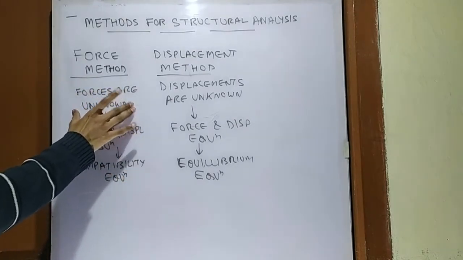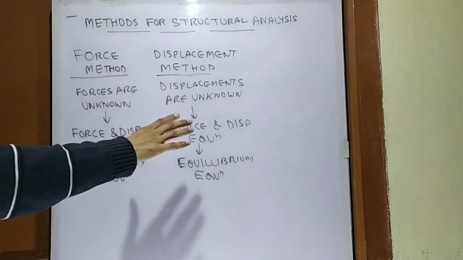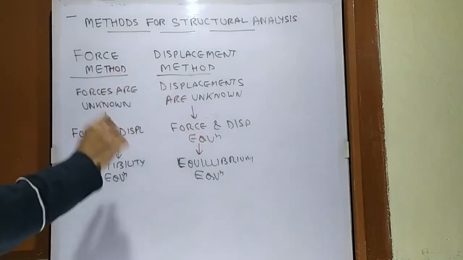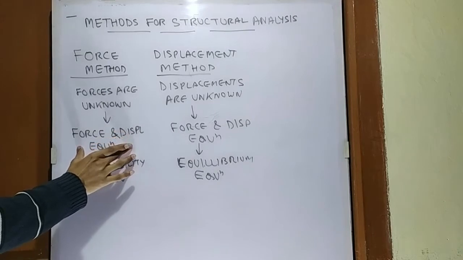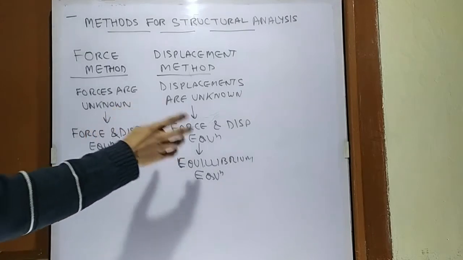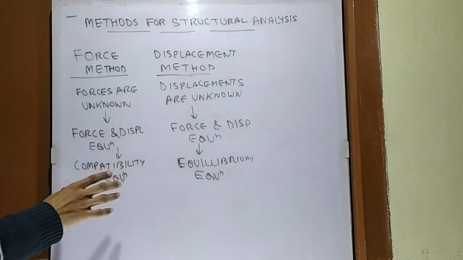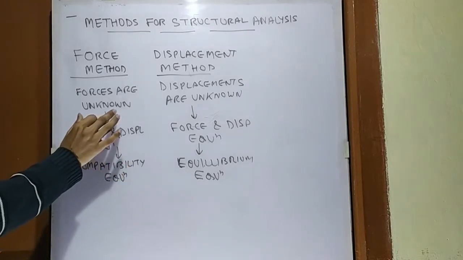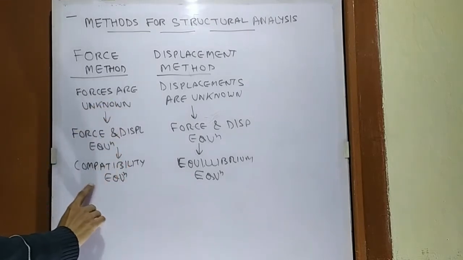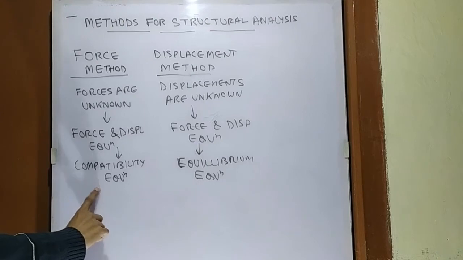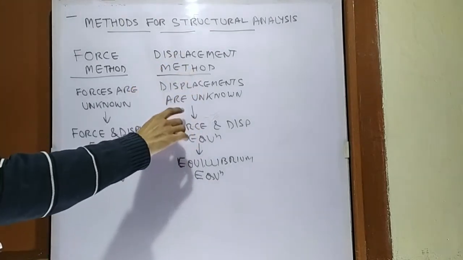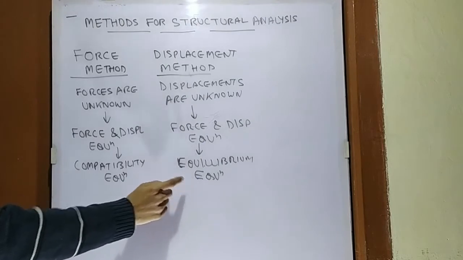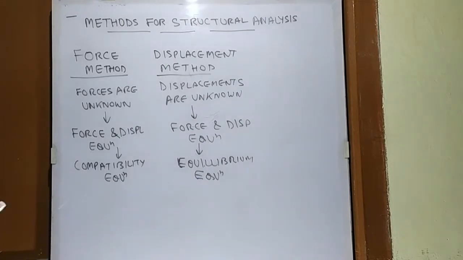In force method we take forces as unknown, and in displacement method we take displacement as unknown. And in force method we write force and displacement equations, and in displacement method we also write force and displacement equations, but in force method we find the unknown forces by using the compatibility equations, and we find the unknown displacements by using equilibrium equations in displacement method, okay.